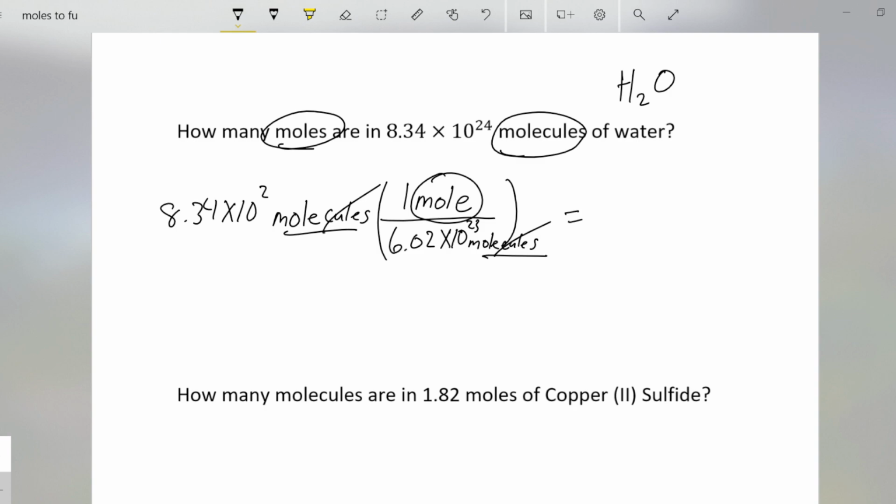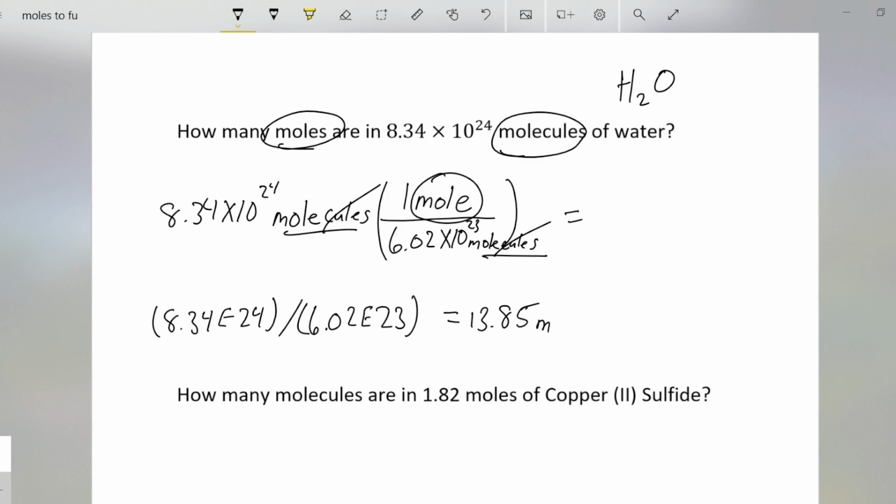When I plug this into my calculator, again, remember to put all your scientific numbers in parentheses. So I do parentheses 8.34 E, I forgot my 4 here, so E24. Then I would divide, and I would open another parenthesis, 6.02 E23. The answer I would get from this should be, let's see here, 13.85 moles of water.